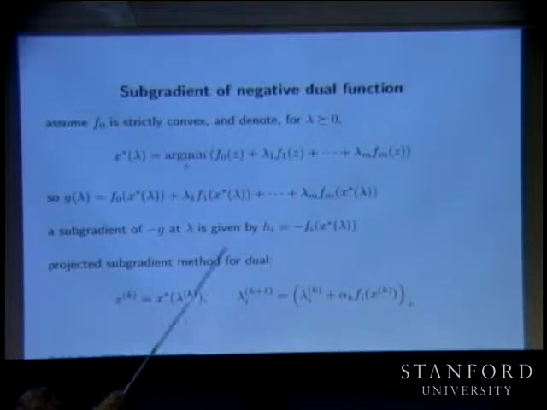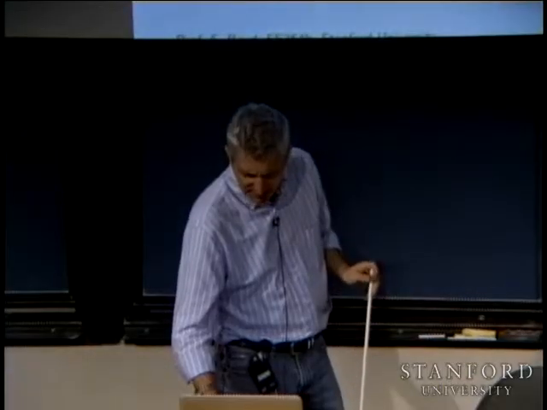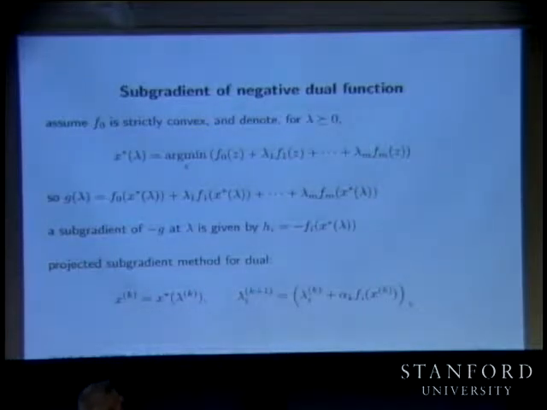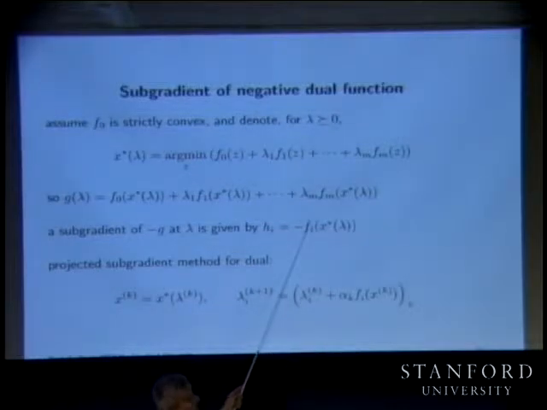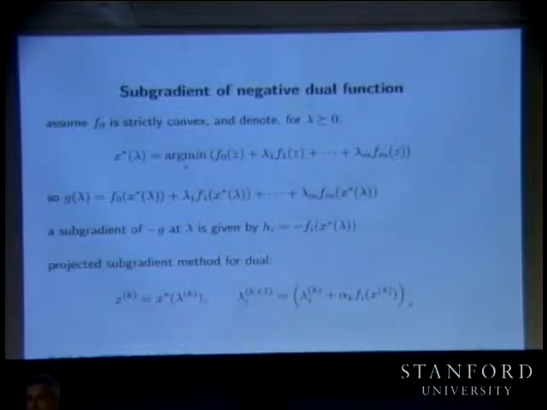So a subgradient of minus g is this. By the way, that's a very interesting thing. Let me say what that is. If this is positive, what does that mean? Well, we can work it out. If fi is negative, that means that the ith inequality constraint is satisfied. If it's positive, it means it's violated. So hi is something like a slack in the ith inequality. If hi is positive, it means the ith inequality is satisfied. If hi is negative, it is violated, and hi is the amount by which it's violated.